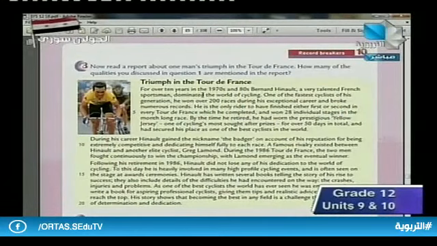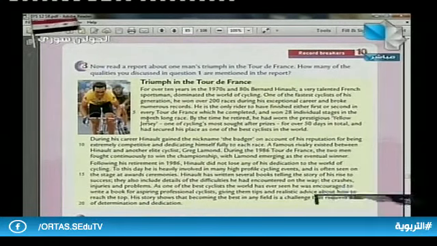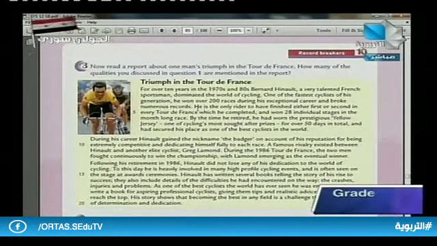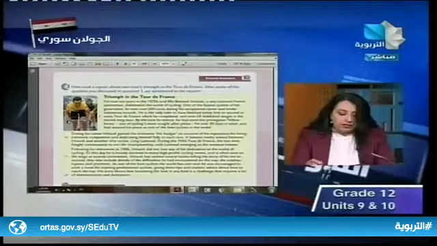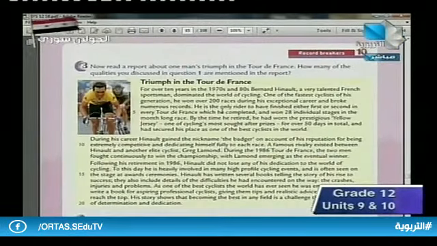Yes, he's one of the fastest cyclists in the 1970s and 80s. He won over 200 races during his exceptional career and broke numerous records. Many records. He's the only rider to have finished either first or second. So he always won or became second, never third. Good.